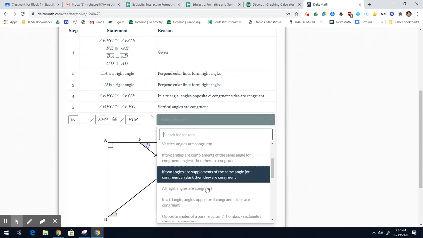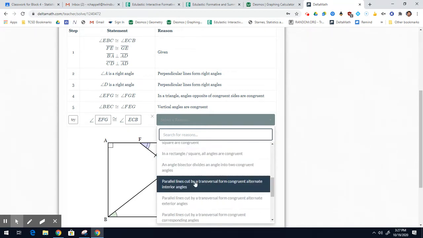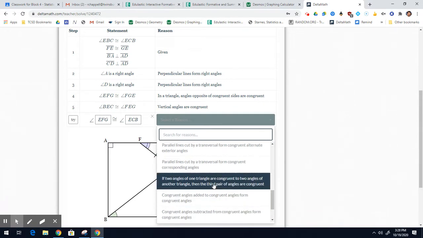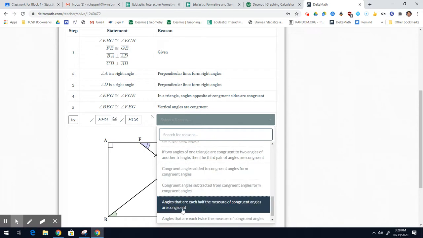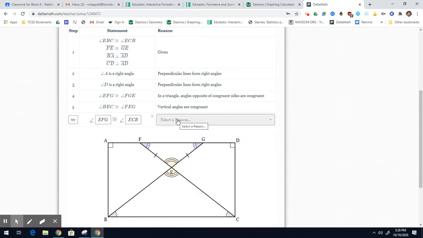So no, it's no. I'm looking for something about if two angles of one triangle are congruent to two angles of another triangle, then the third angle pair. No. So I wonder how I'm going to get this done. Let me pause and take another look at it.